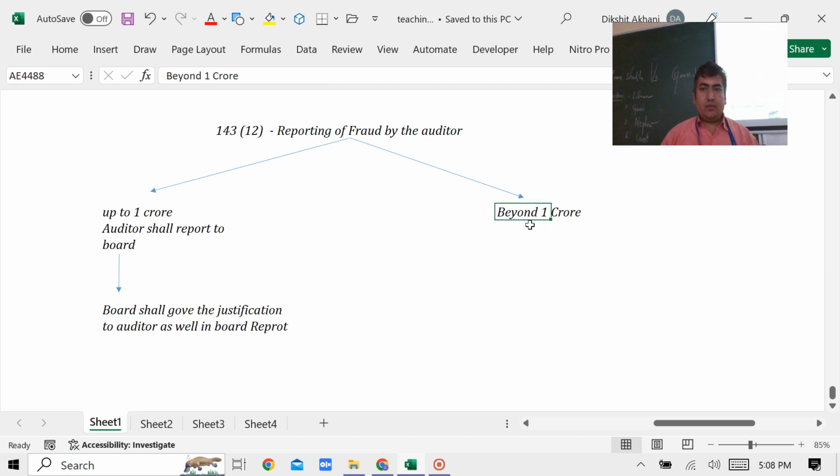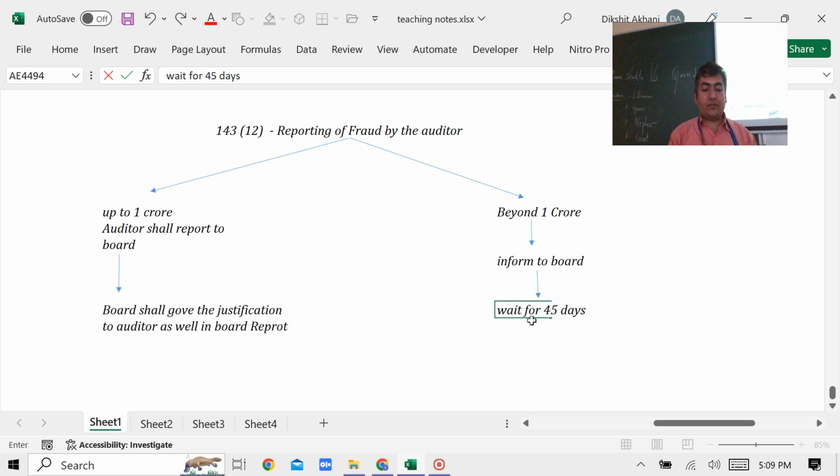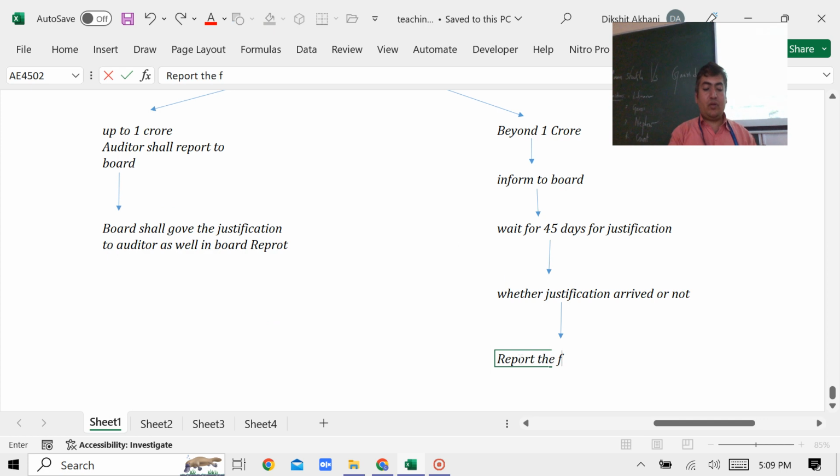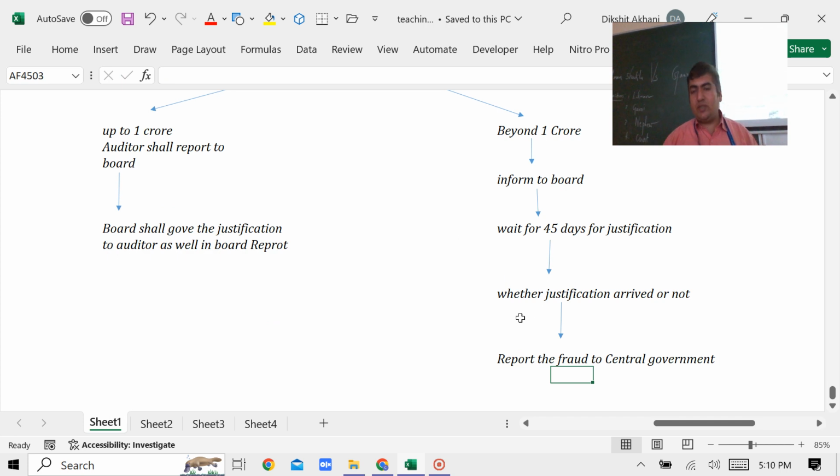But what if it is above 1 crore rupees? Then let me tell you the procedure. First of all, inform the board. Wait for 45 days for justification. Whether the justification arrived or not, report the fraud. Report the fraud to whom? The central government. All right, and let the central government decide what actions need to be taken.